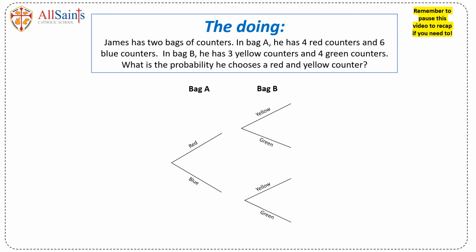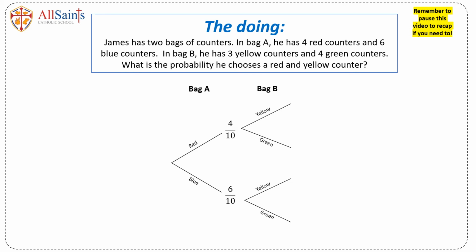Sometimes in probability tree diagrams, the tree will already be set up for us, and we just need to fill in the probabilities. If we start with bag A, the probability of taking a red counter will be 4 out of the total from bag A, which is 10. The reason for that, 4 red plus 6 blue. We can then write the probability of the blue counter, which will be 6 over 10.